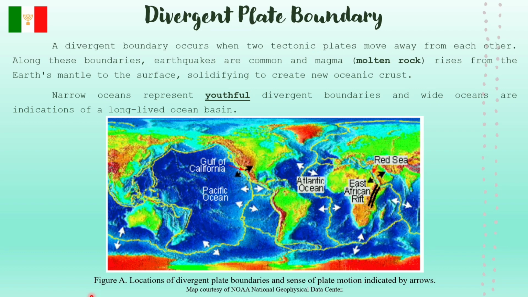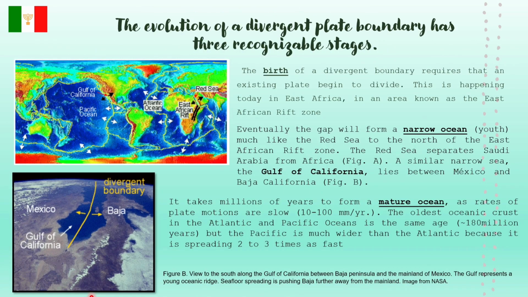It is filled by magma that rises from the asthenosphere. The magma cools and solidifies to create new oceanic lithosphere. The evolution of a divergent plate boundary has 3 stages. The first one is the birth of a divergent boundary, and this is happening today in East Africa. It is also known as East African Rift Zone.